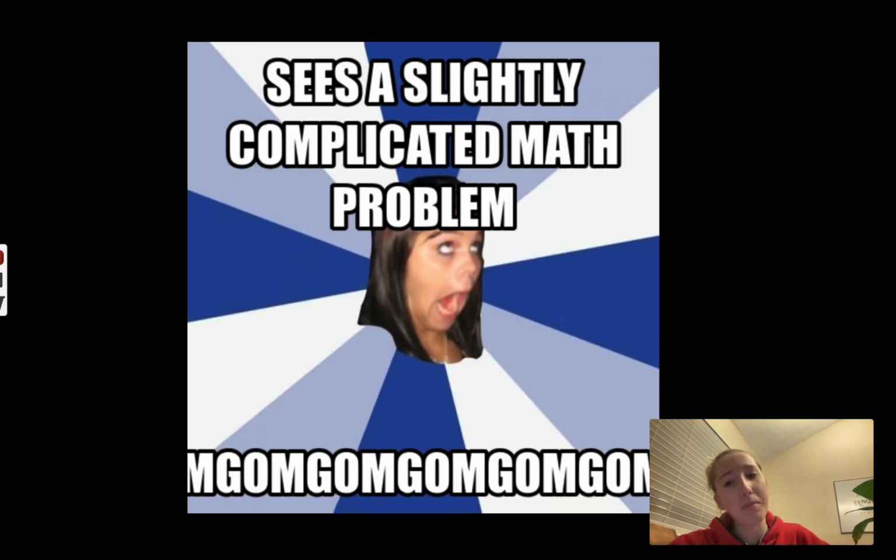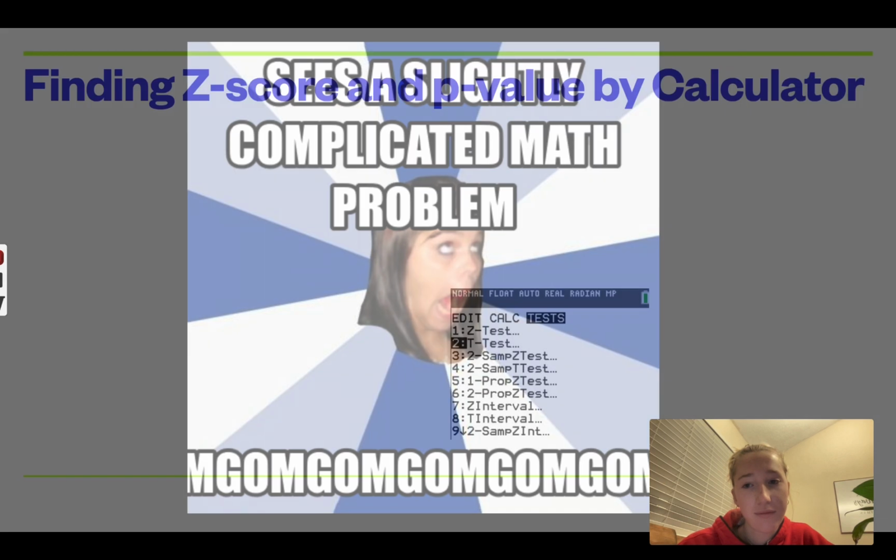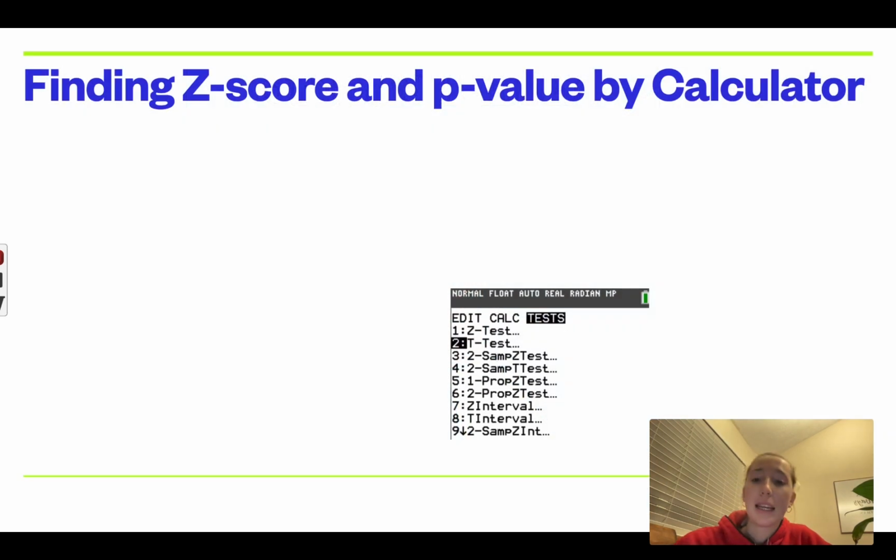Now, to take a break, I included a meme, and it says, sees a slightly complicated math problem, OMG.